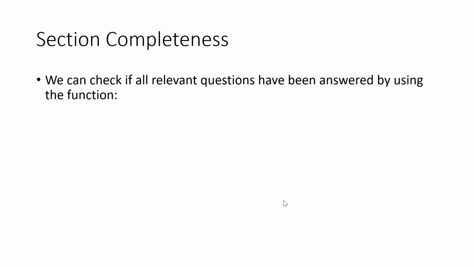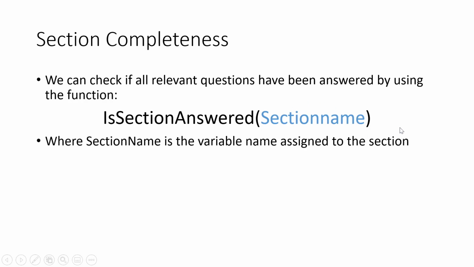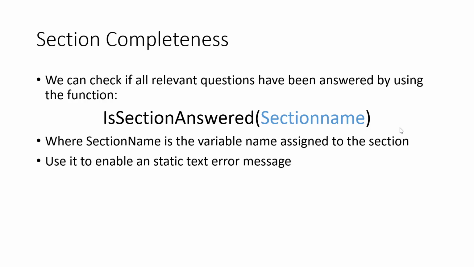The first function we'll look at today will help us to check if all relevant or enabled questions have been answered, and that function is called isSectionAnswered. It's a pretty simple function. All we need to pass through is the section name that we want to check. And that's the variable name that we've assigned to the specific section.